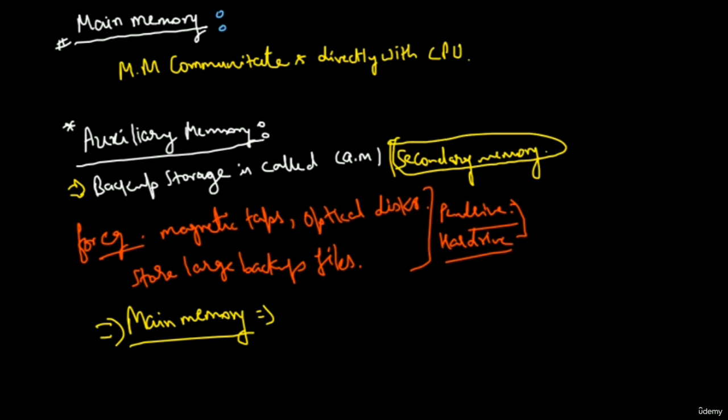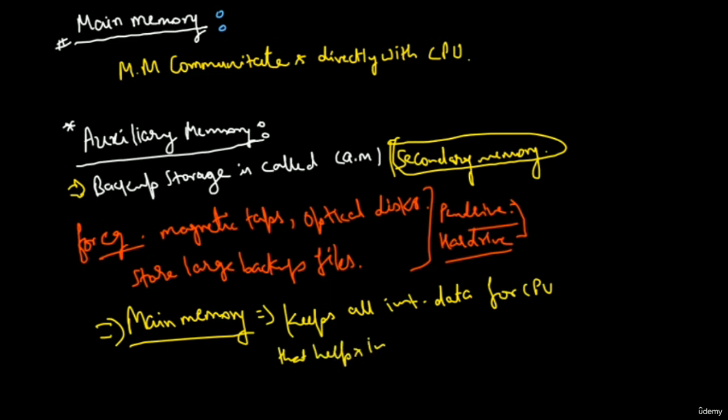So main memory keeps all instructions and data for the CPU that help in executing instructions. So that's all of the use of the main memory.